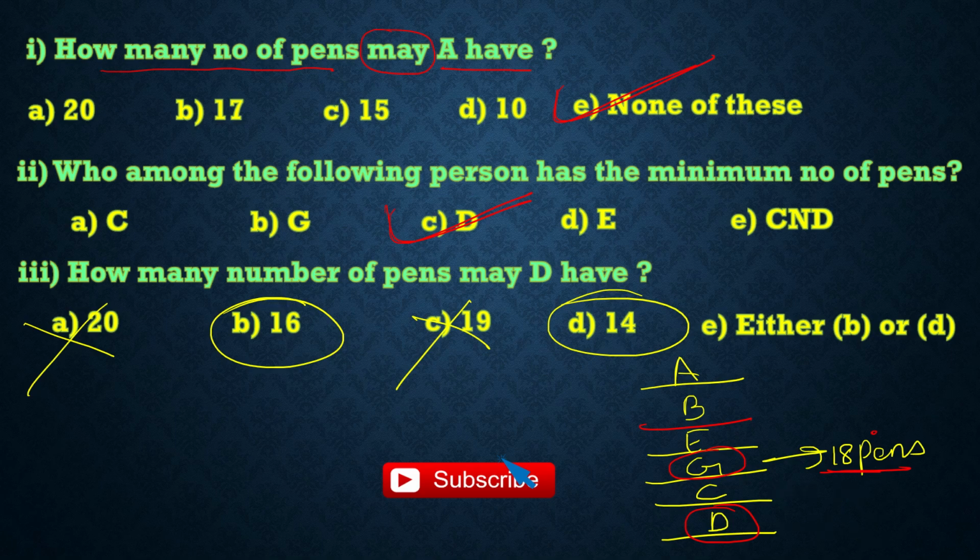Yes, if this is 18, C could be 15. C could have 15 and D will have 14 then. Or C can have, suppose, 17, then D will have 16. So both are possibilities. So either B or D is the answer. E is the correct option.